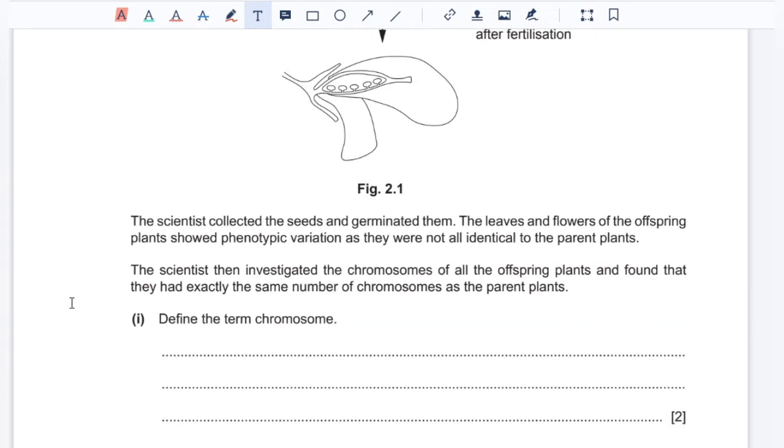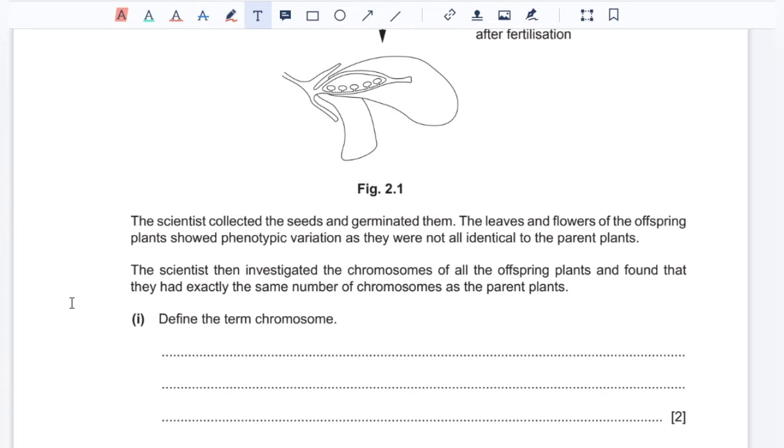The scientist collected the seeds and germinated them. The leaves and the flowers of the offspring plants showed phenotypic variation as they were not all identical to the parent plants. The scientists then investigated the chromosomes of all offspring plants and found that they had exactly the same number of chromosomes as the parent plants.